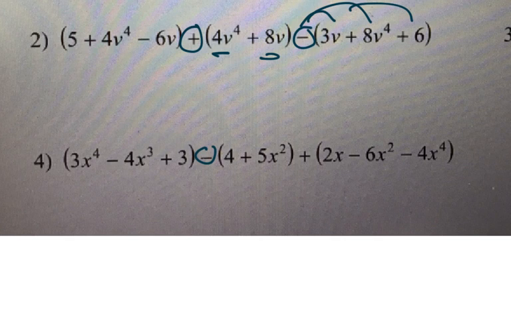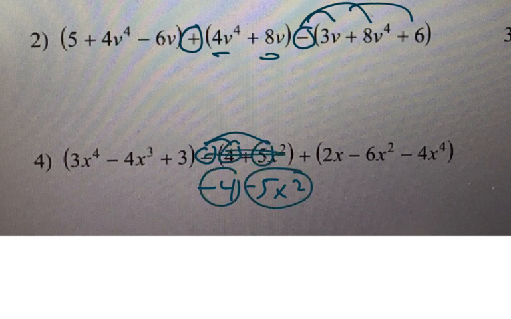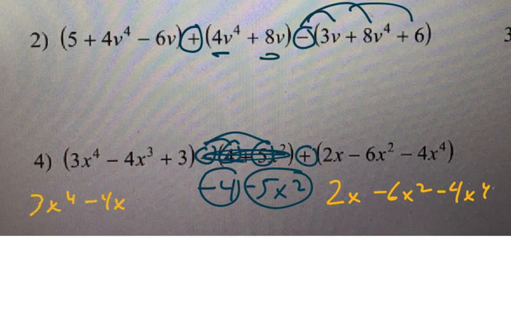Notice we have a minus, so we are going to distribute. So 4 becomes minus 4. 5 becomes minus 5. Now we have a plus here. We don't distribute that. So what we really have here is still a 2x minus 6x² minus a 4x⁴. No signs change with a plus, right? In front we have a 3x⁴ minus 4x³ plus 3. Again, no signs change if there is no number or minus or negative to distribute.